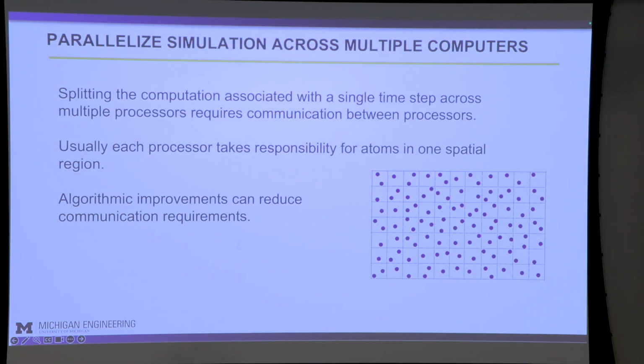Another thing that you can do is to parallelize those simulations across multiple computers. But keep in mind that splitting the computation associated with a single time step across multiple processors requires communication between processors, right? Usually each processor takes responsibility for atoms in one spatial region, and algorithmic improvements can reduce those communication requirements. So it's something that is done, but there are many things you need to pay attention to if you do that.